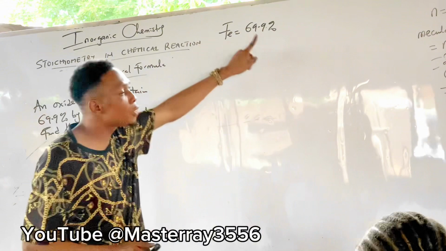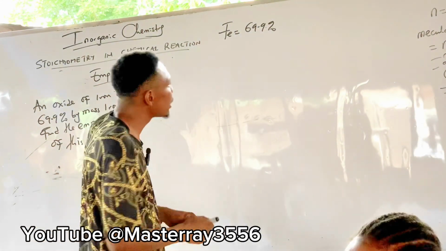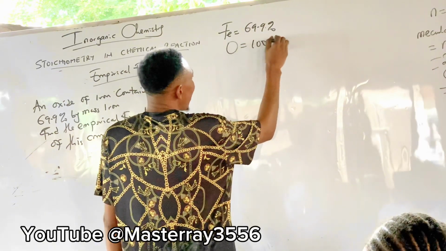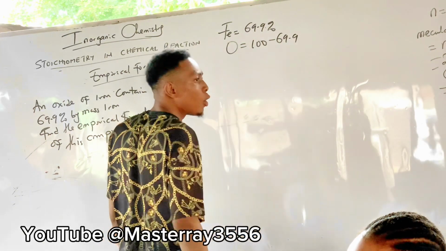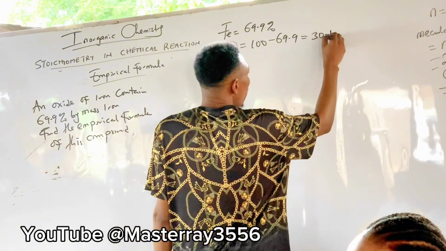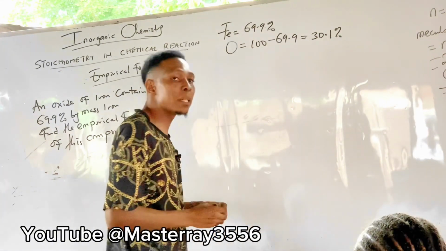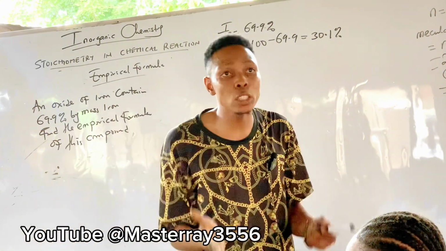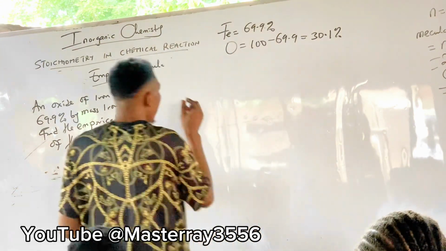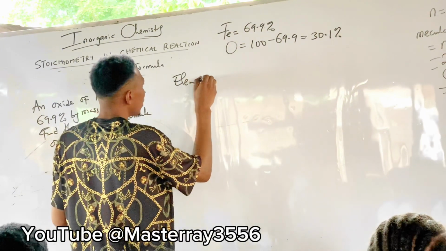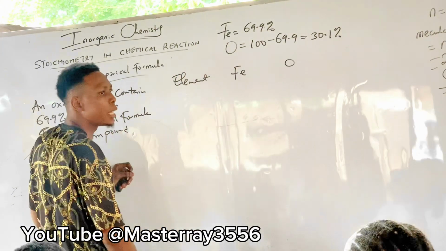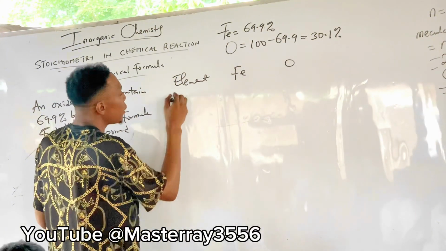Now, you subtract this from 100 to get the oxygen, right? And oxygen will be equal to 100 minus 69.9. Are you following? So what are you going to have? That is 30.1%. So we've gotten the percent of iron and percent of oxygen. So with that, can I go ahead and calculate? Now we have elements. The elements are iron and oxygen.